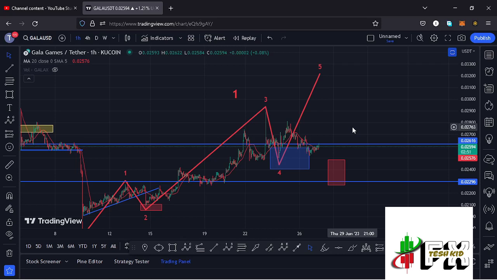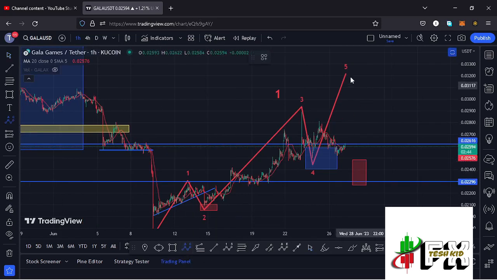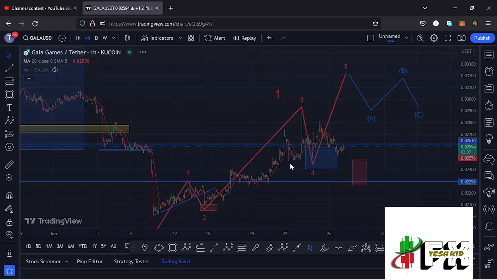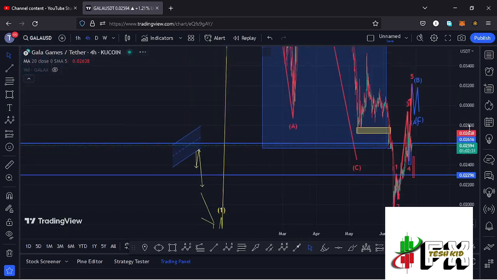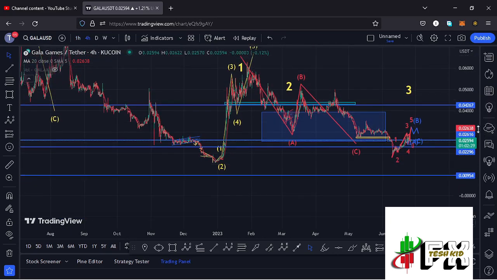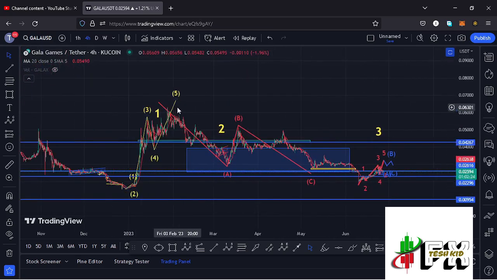And from a long-term point of view, I'm expecting Gala Games to first complete a 5-wave structure to the upside, followed by an ABC corrective structure. Once you see such a movement on the charts, then that will be perfectly aligning with what I have been expecting on the long-term point of view on the Gala Games chart, where I've been saying to you that after seeing our December lows, we saw a 5-wave move to the upside, where we peaked in the formation of that wave 5 at around the $0.063 mark, completing the formation of this larger Elliott wave count 1.